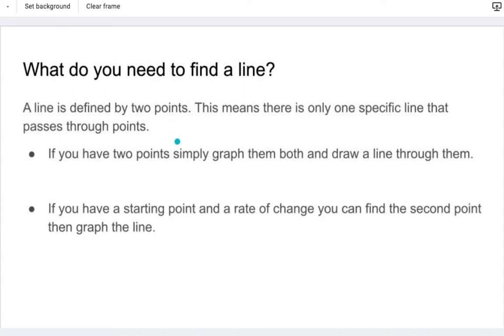So to graph a line, we need 2 points, because if you have 2 points, there's only one line that goes through them. So if you have 2 points, just graph the line and you're all set. If you have the equation, then you need a starting point and a rate of change to find a second point. Once you have the second point, then you can graph the line.